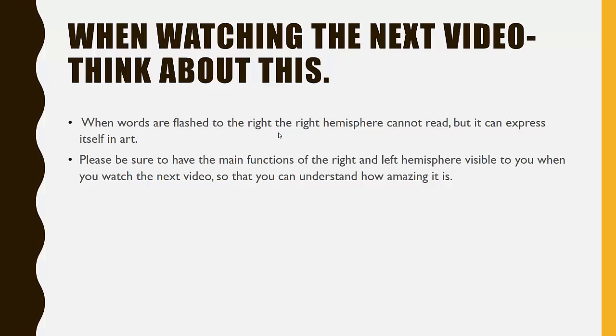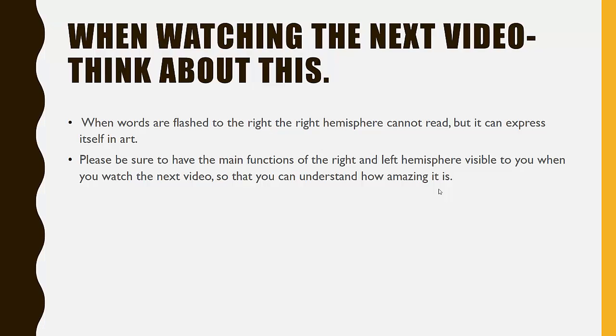But then what they do at the very end of this video is they found this really cool artist called Arcimbaldo. Sorry about that. And Arcimbaldo makes faces out of different elements like fruits or books or vegetables. And so if you remember, which side of the brain has facial recognition? Is it the left or the right? It was the right, right? That's why I say please be sure to have the main functions of the right and left hemisphere visible to you when you watch the next video so that you can understand how amazing it is.